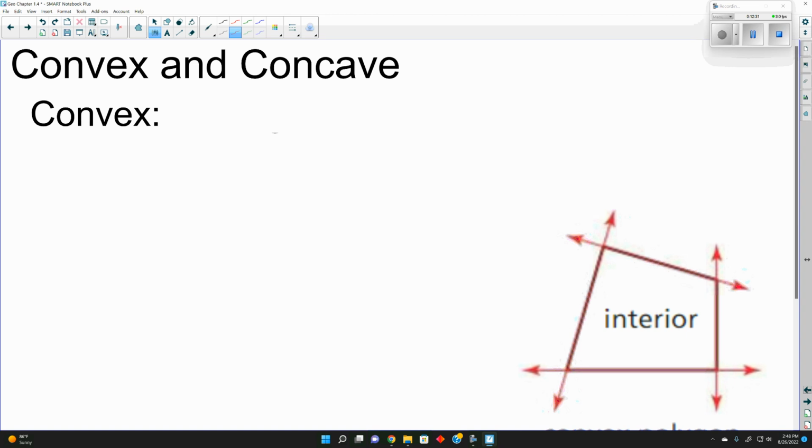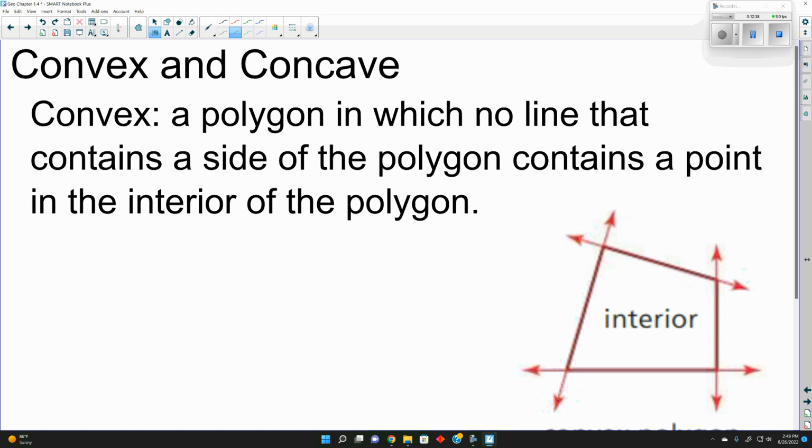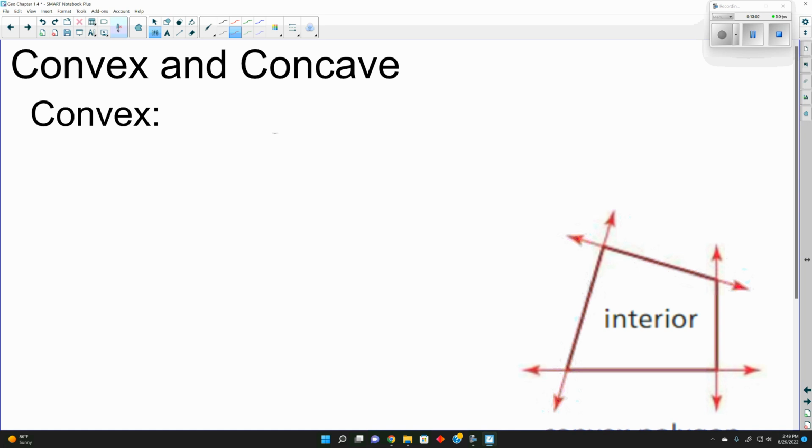All right, let's go back to convex. I'm going to reveal this here. A polygon in which no line that contains a side of the polygon contains a point in the interior of the polygon. Before you start writing everything down, I'm going to explain this for a little bit, then write it in a different way. If we extend the sides out and draw lines on them, none of those lines will go back into the figure, okay?